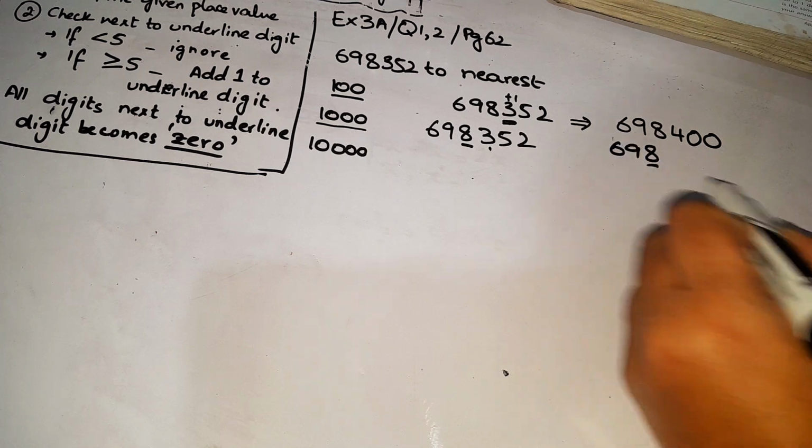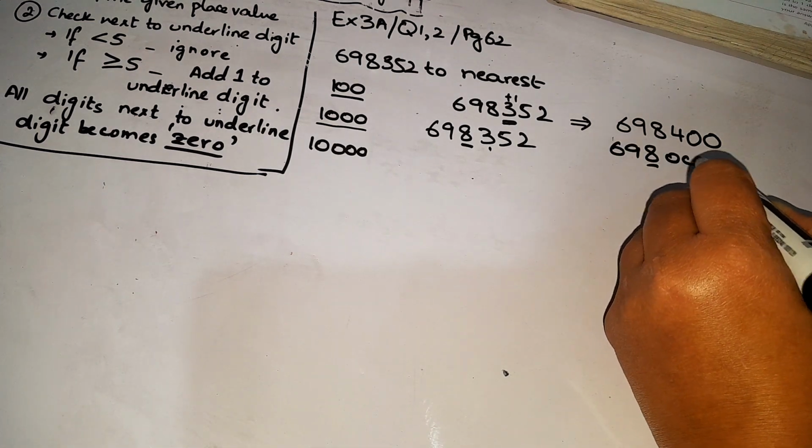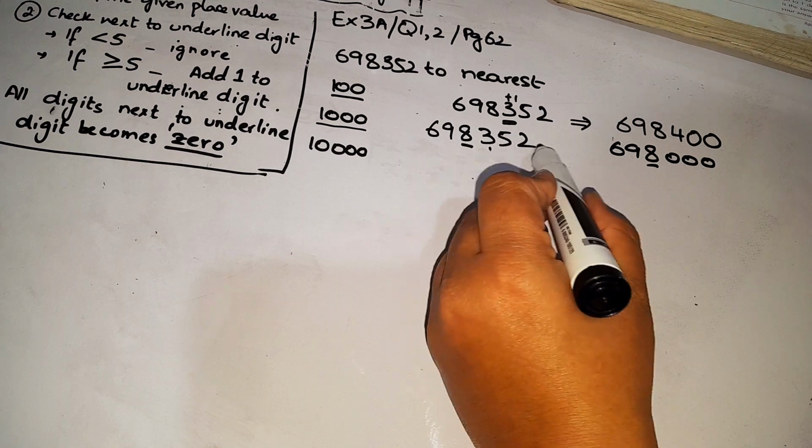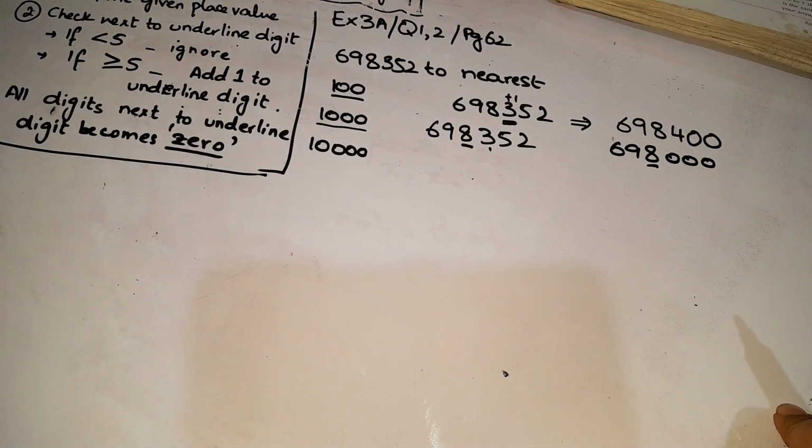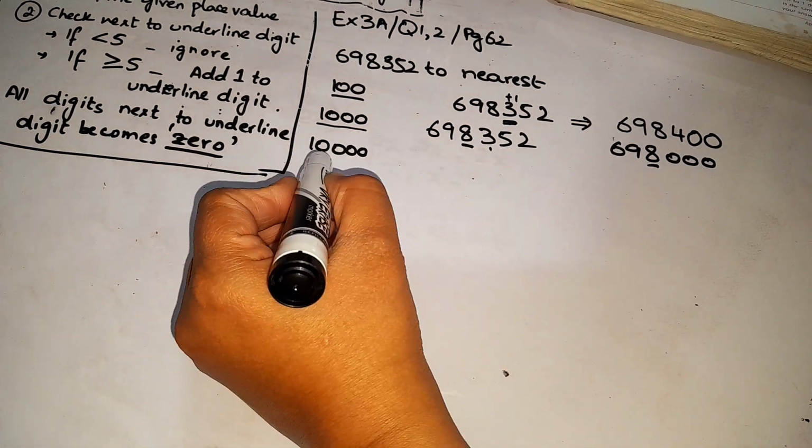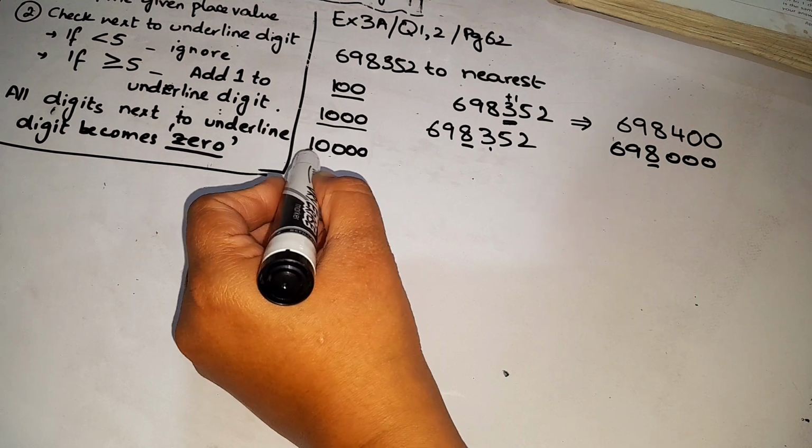8 will not be changed this time. And there would be 30. Next to underlined digit will become zeros. So 698,000 is the answer. Now I need to round off to 10,000.